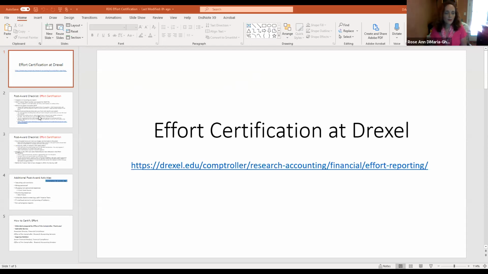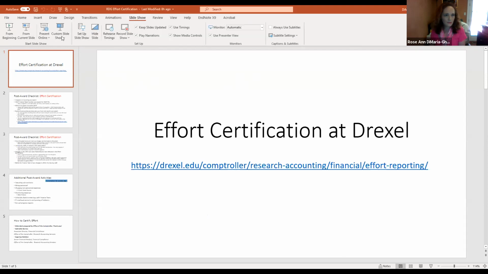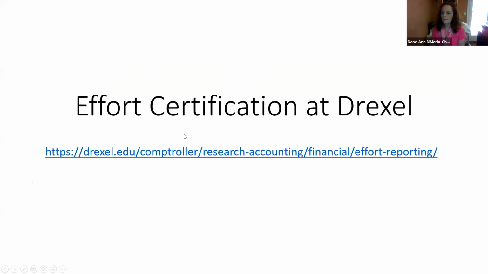All right. So if you click on this link, there is a link to the website from the Office of Research Accounting, the Comptroller's Office, that has a lot of information. Are you in slideshow mode? Okay, let me switch. How's that? Perfect. Okay, thank you. Sorry. Again, if you go to this website, this is our Drexel website for effort certification. There's lots of background information, and you can find the contacts of all of our colleagues in the Research Accounting Office that can help us with effort certification, and I'll go through that in a second.